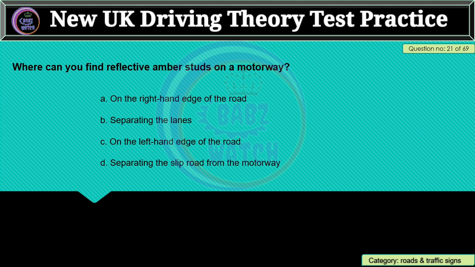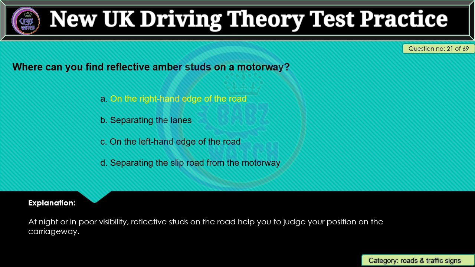Question 21 of 69. Where can you find reflective amber studs on a motorway? A. On the right-hand edge of the road. B. Separating the lanes. C. On the left-hand edge of the road. D. Separating the slip road from the motorway. The correct answer is A. On the right-hand edge of the road.